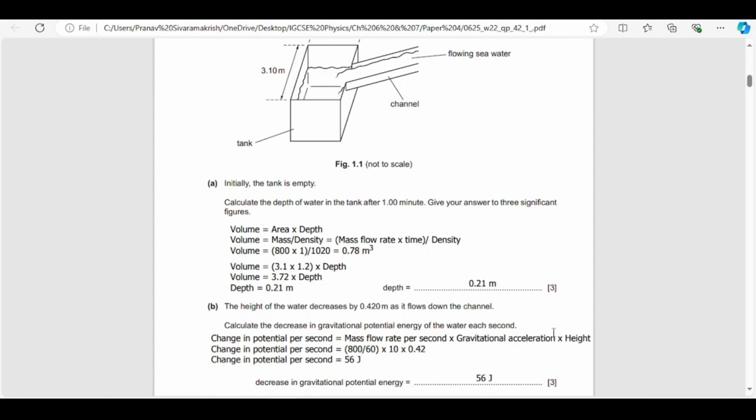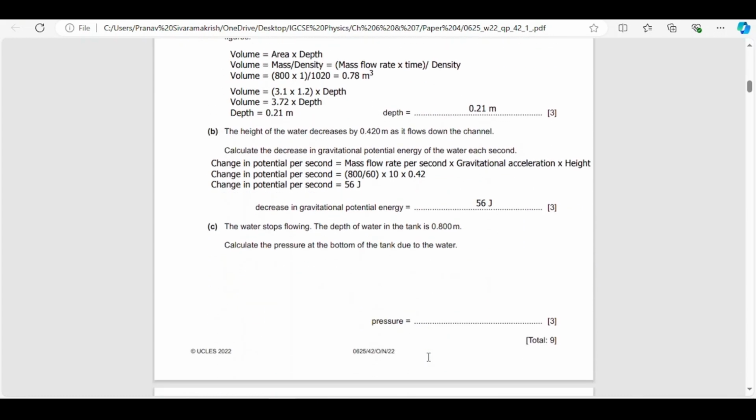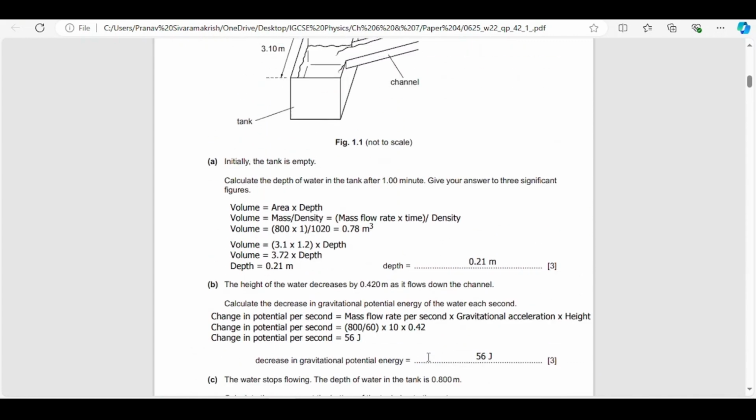And I multiplied by the gravitational field strength, which is 10. Again, this is a pre-2023 paper, it's October 2022. So pre-2023, you would have a gravitational field strength of 10, and then we have a height of 0.42 meters because that's the height by which the water decreases as it flows down the channel. So the change in potential energy per second is 56 joules. The decrease in gravitational potential energy is 56 joules, which is what we've got here.